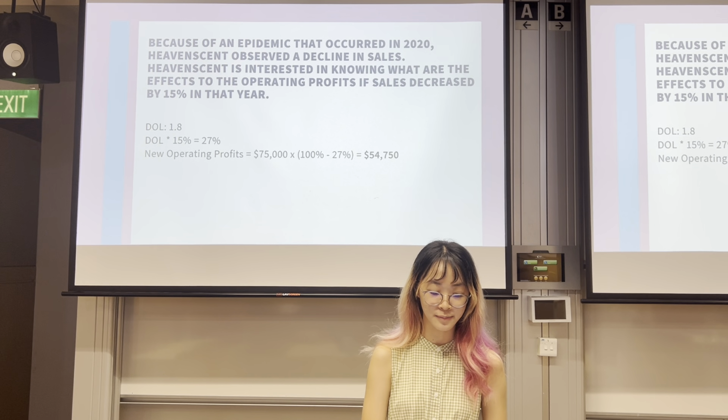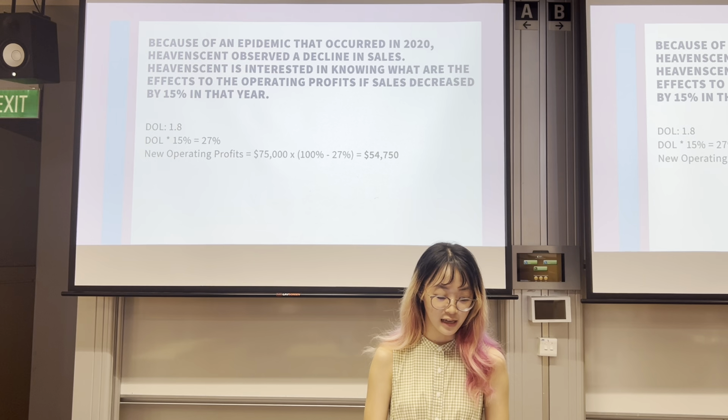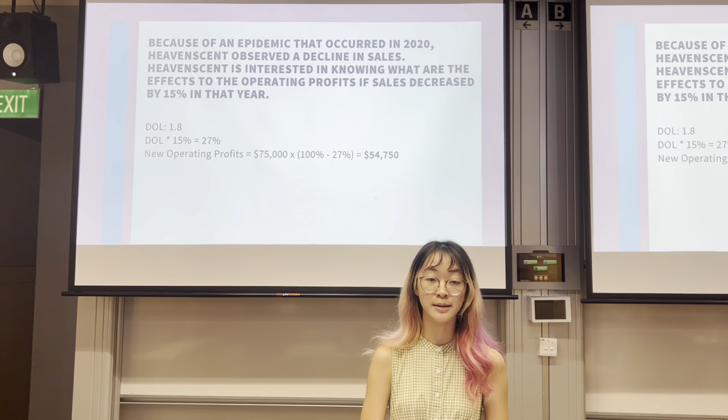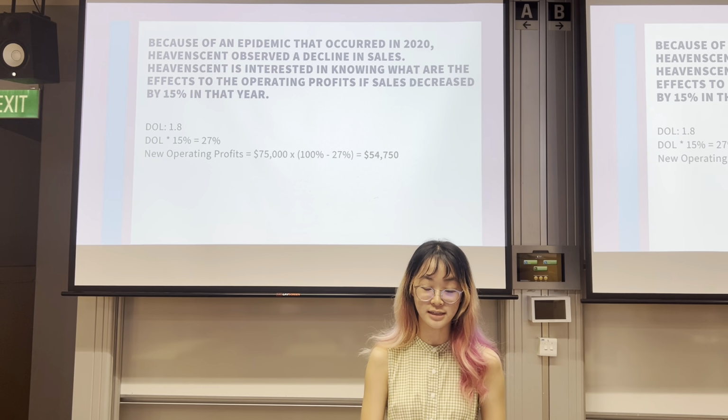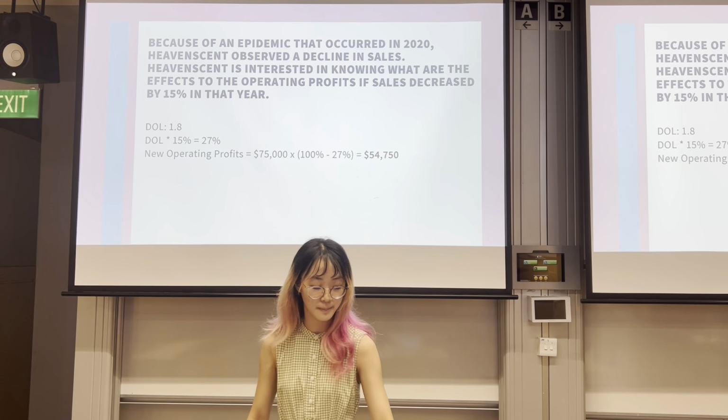So, also giving you a situation. Suppose that during the epidemic, Heavenscent observed a decline in sales of 15% and wants to find out their new net operating profits. So, using the 1.8, we can times it by 15%, which will equal to 27%, to find the new operating profits of the original profits, 75,000, times 100% minus 27%. So this gives us 54,750. Now I'll pass my time on to Mervin.